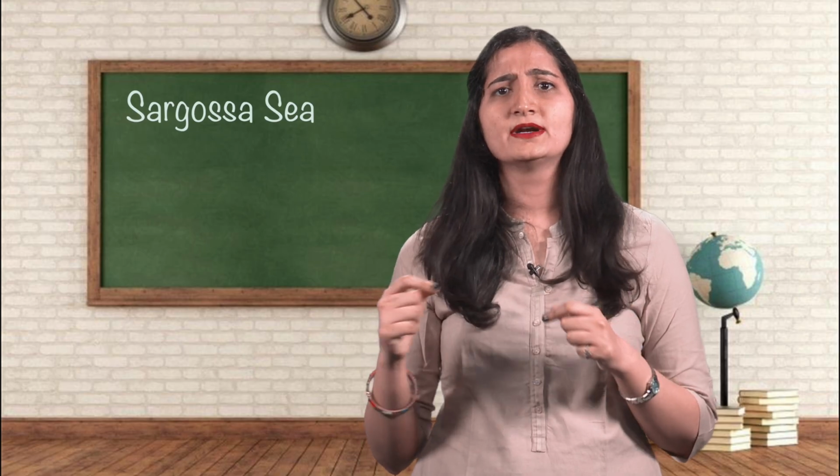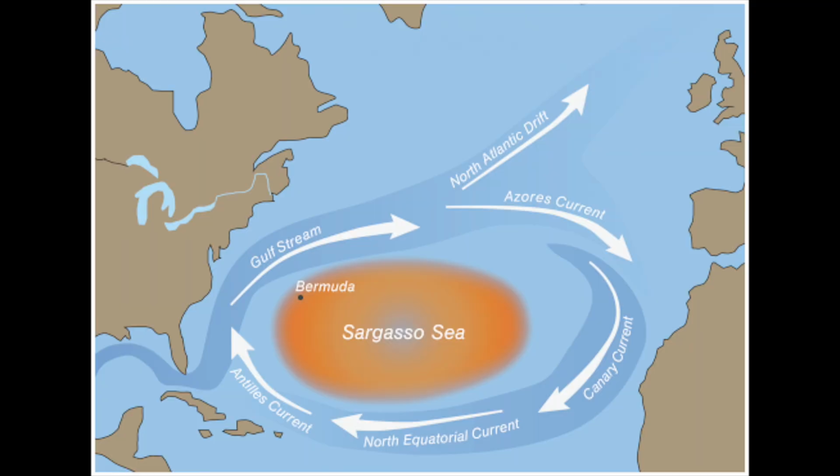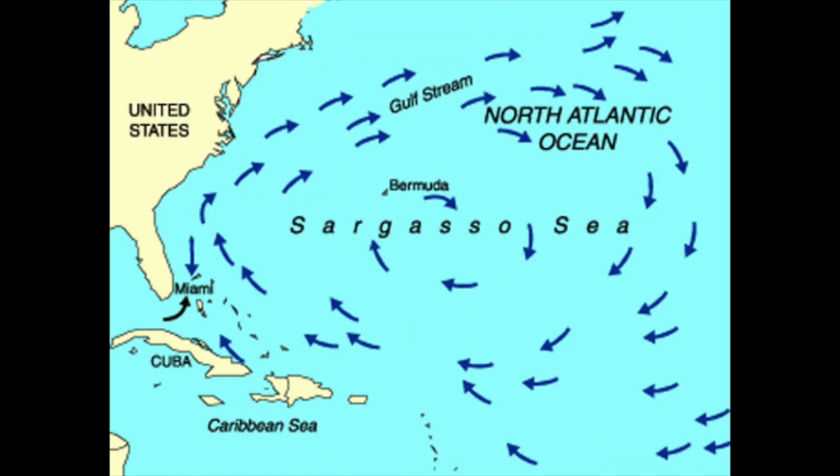It is an area in the middle of the North Atlantic Ocean formed by the currents flowing in the clockwise direction. A large amount of floating seaweed gathers in this region. It is the only sea on the earth without a coastline. It is bounded on the west by the Gulf Stream, north by the North Atlantic Current, east by the Canary Current, and south by the North Atlantic Equatorial Current.